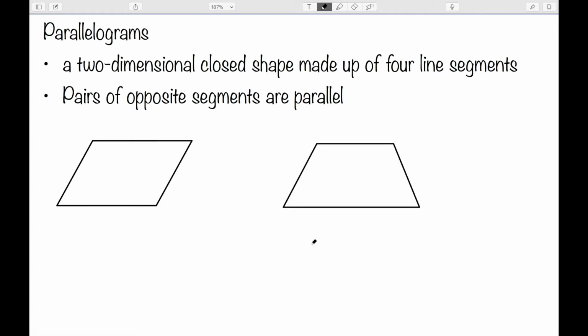However, this would not be a parallelogram. We can see that while the top and the bottom are parallel, the left and right are not. So this is not a parallelogram.